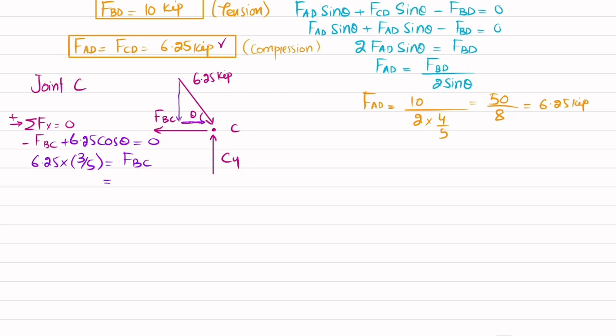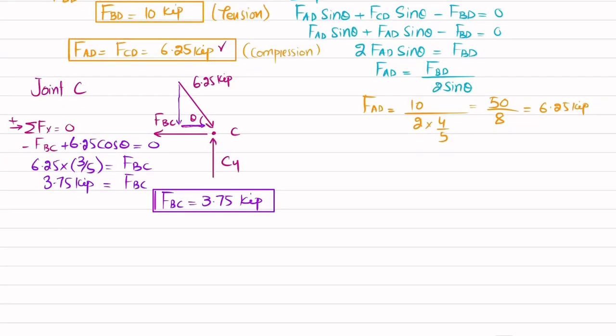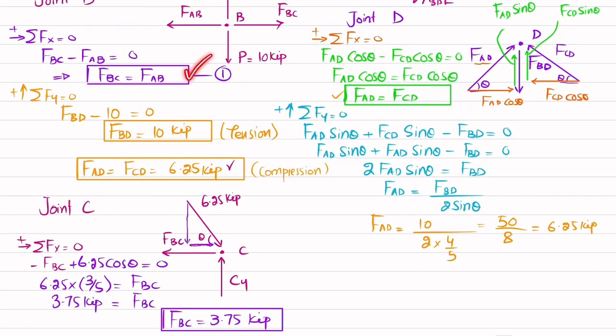And FBC, you can see that FBC is not known. So 6.25 multiplied by 3 by 5 will give you 3.75 kip, and that will be FBC. So I will write it, FBC will be equal to 3.75 kip. Okay. Now we know that FBC is equal to FAB. So from here, FAB will be also equal to 3.75 kips. And both these loads will be in tension.